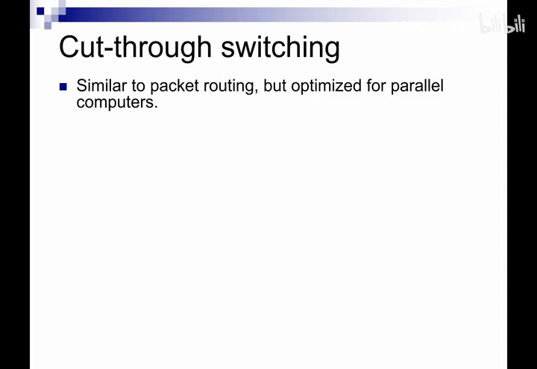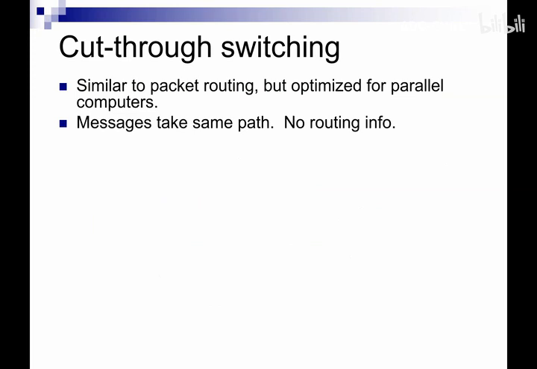The next type of routing is called cut-through routing or cut-through switching. This is similar to packet routing, but it's been optimized for parallel computers. Packet routing works both for parallel computers and in more general networks, for example the internet. Cut-through routing has been optimized for parallel computers. The optimization is that instead of letting different packets take different paths, all of the packets take the same path. Because they all take the same path, we don't need to have as much routing information.